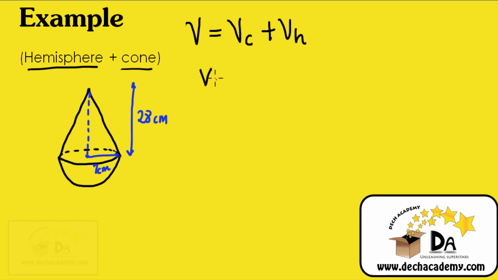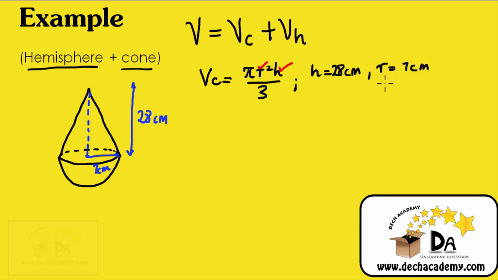So the volume of the cone, as you know, is given by the following formula: pi r squared h over 3, or 1 over 3 times pi r squared h. Now in this case, we know that the vertical height h is equal to 28 centimeters. h is known and r is also known, the radius of the circular base of the cone, which is 7 centimeters.